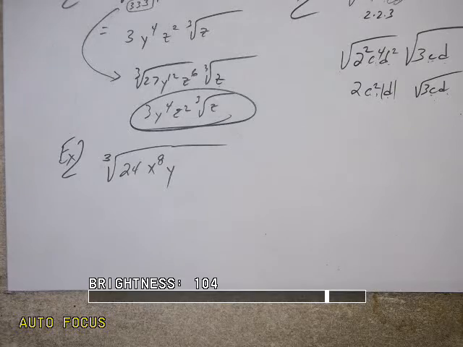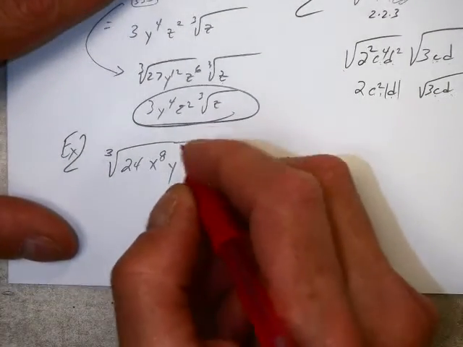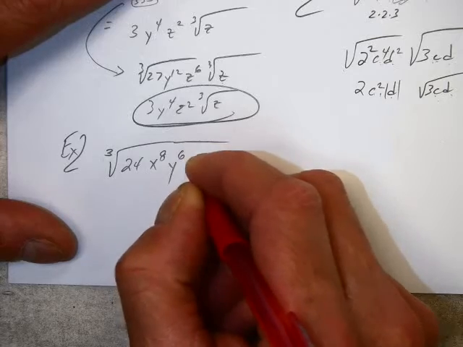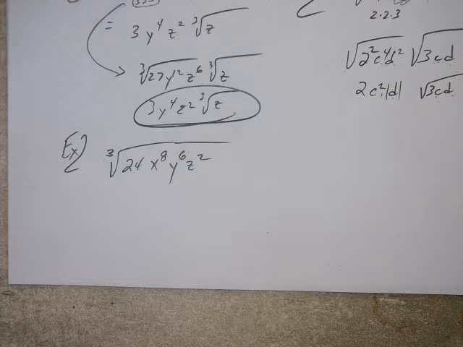Oh, let's go y to the 6th z squared. Try it. Keep in mind, you're looking for the cube root of a number. Okay? The cube root of 24 is breaking that up. How are you going to break it up?